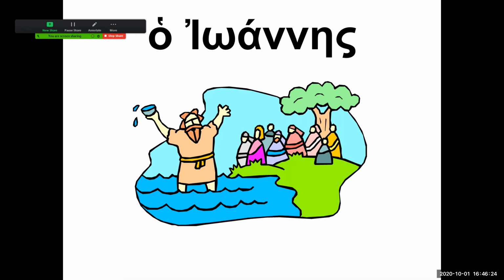I'm not sure why there's a bowl in his hand. Maybe the artist wanted to make a compromise between Baptists and Anglicans or something. So he put a cup so he could sprinkle and pour. I don't know. But this is a picture for John the Baptist that I found.